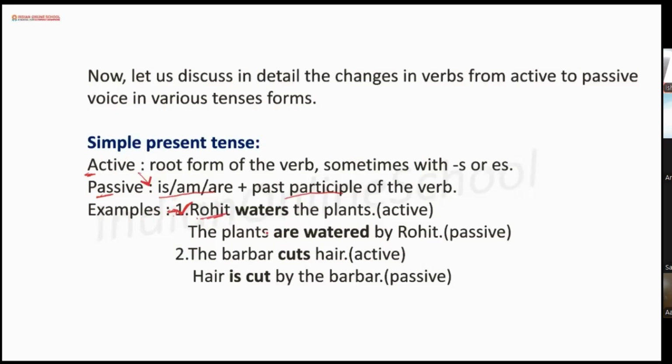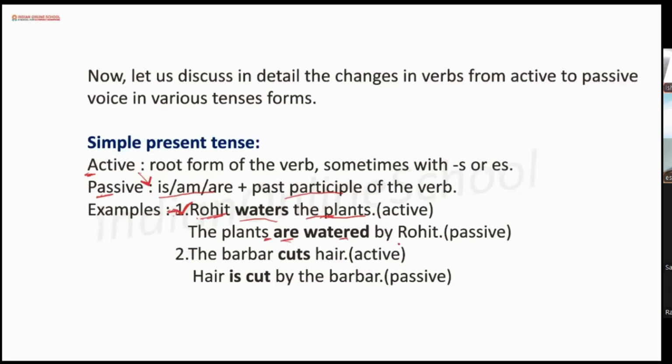Subject or object? Rohit is the subject. Very good. And the plants? The object. The plants is the object here. Rohit waters the plants. So the plants come to the place of the subject. The plants are many. That's why we use "are", for the many, we use "are".